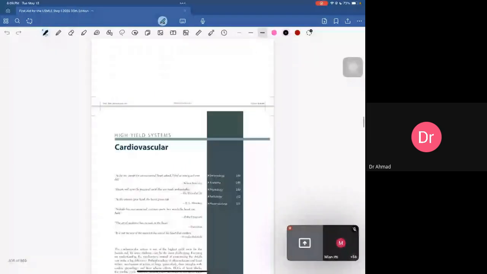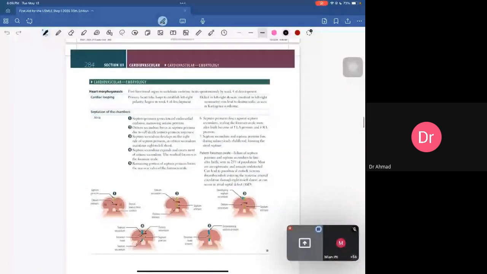Okay, guys. So today we will be starting from embryology and anatomy of the cardiovascular system, right? So, guys, first of all, some things regarding the cardiovascular system.